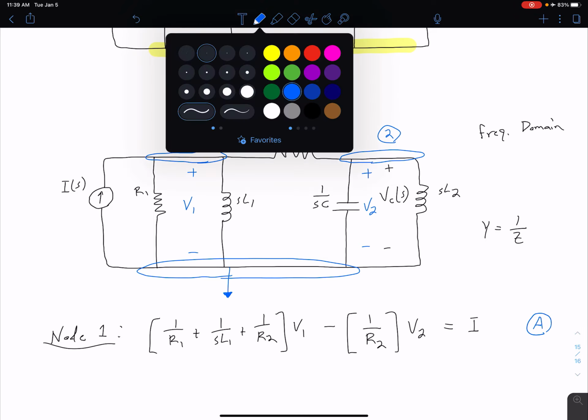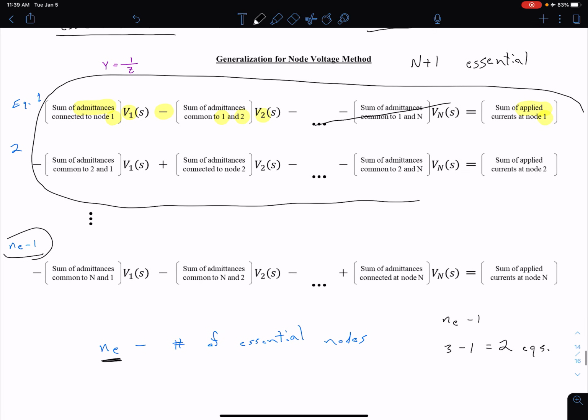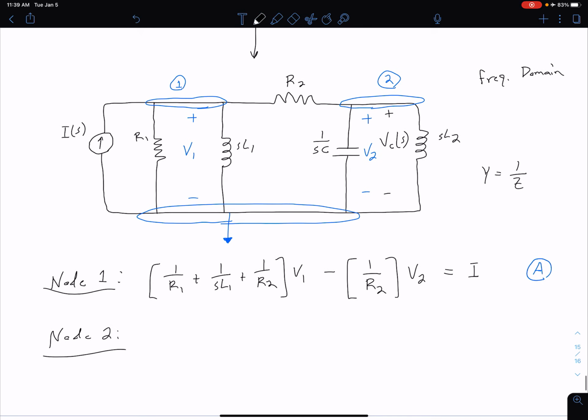All right, so that was node 1. So now let's look at our node 2 equation. And so we're basically going to follow that same procedure. So let me just scroll up here. So now we're looking at this second line. And so of course we can see our first term here is admittances common to 2 and 1. Again, this is a negative term times V1. So let's come back here, and of course we already said we have R2, which is common to node 2 and node 1, so we have minus the admittance of that, which is 1 over R2, times V1.